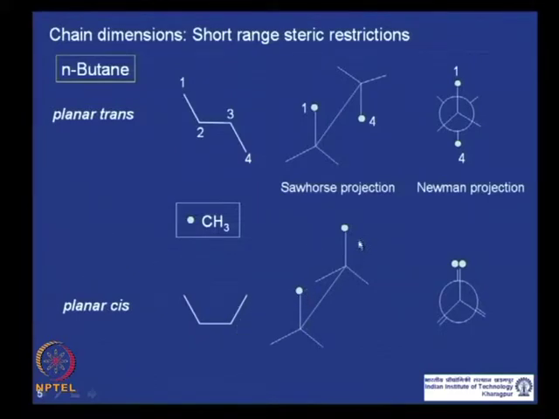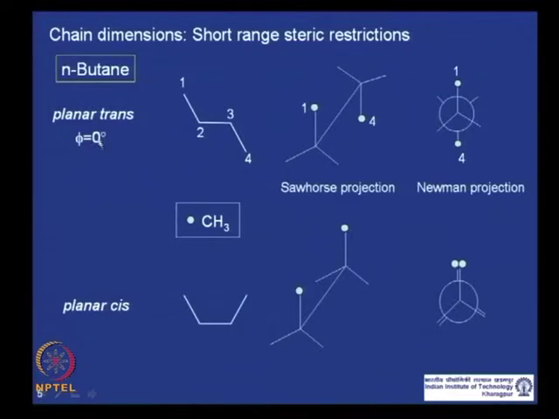When these CH3 groups are on the same side in the same plane, they are cis to each other, then we have a planar cis conformation, and this is shown by Newman projection like this. Obviously, this one, because the short range steric interaction is lower, will be much more stable than this conformation where the short range steric interactions are higher between the 2 methyl groups.